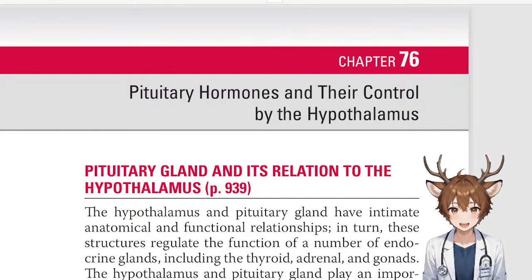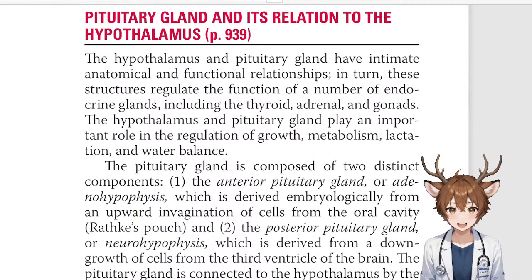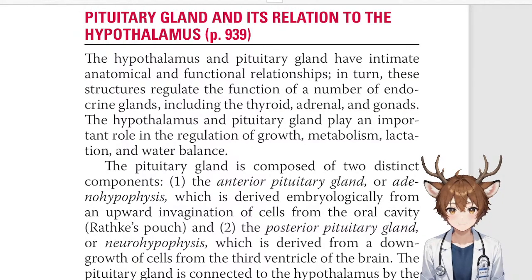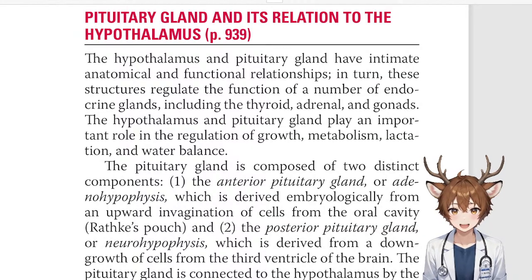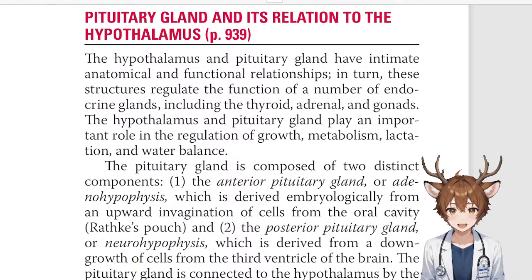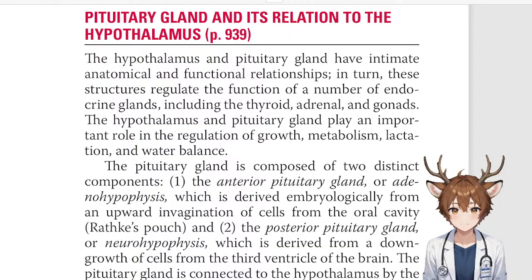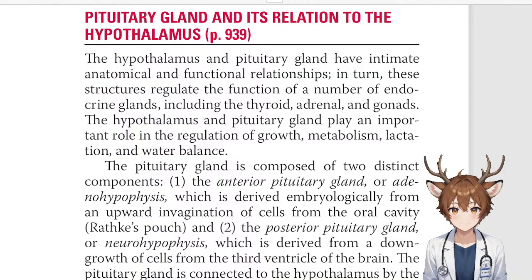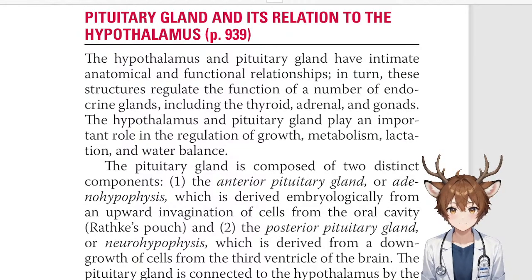Chapter 76. The hypothalamus and pituitary gland have intimate anatomical and functional relationships. In turn, these structures regulate the function of a number of endocrine glands, including the thyroid, adrenal, and gonads. The hypothalamus and pituitary gland play an important role in the regulation of growth, metabolism, lactation, and water balance.